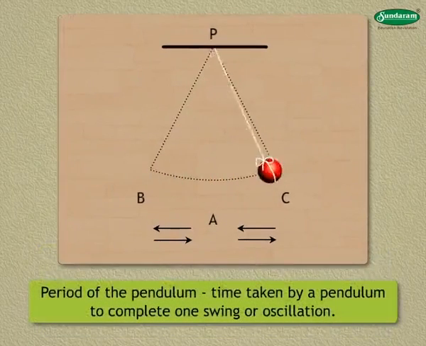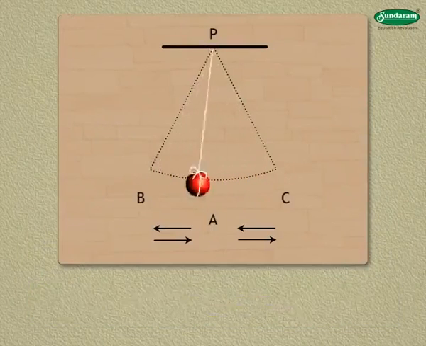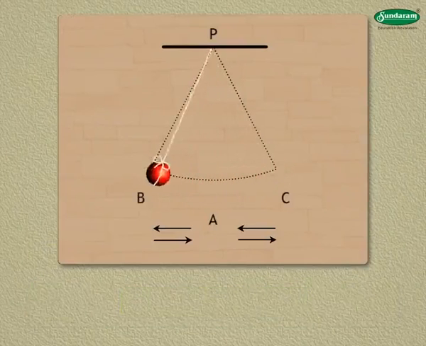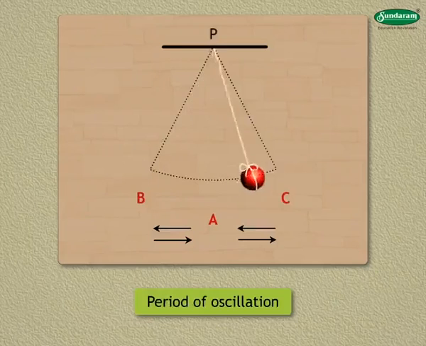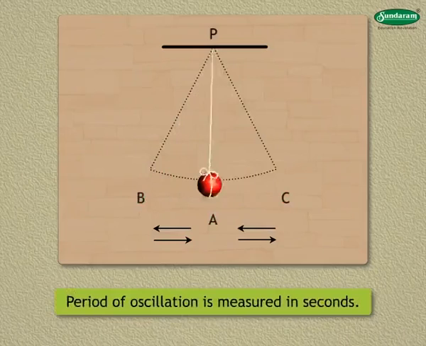The time taken by a pendulum to complete one swing or oscillation is called the period of oscillation of the pendulum. It is denoted by capital T. In this example, the time taken to move from B to A to C and again from C through A to B is the period of oscillation T of the pendulum. The period of oscillation is measured in seconds.